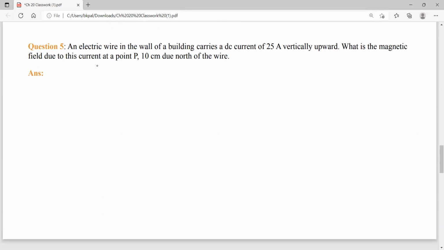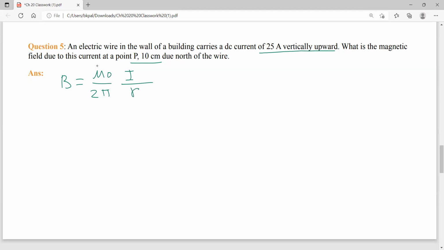So the next one says that an electric wire in the wall of a building carries a current that is equal to this, vertically upward. What is the magnetic field due to this current at a point P, 10 centimeter due north of the wire? So here basically we want to know the magnetic field at a distance of 10 centimeter from the wire. This can be determined by using this equation, mu 0 over 2 pi, I over R.